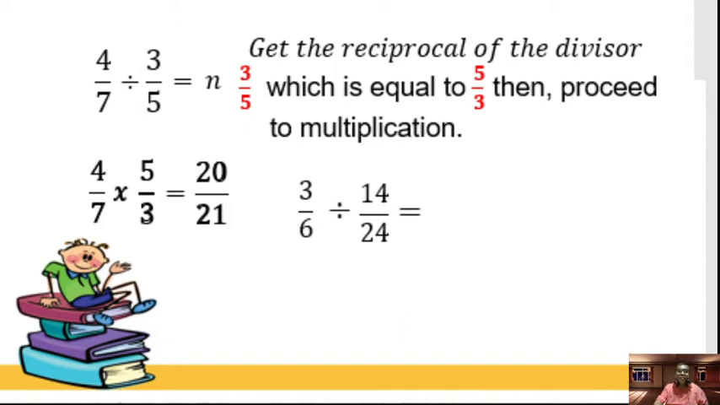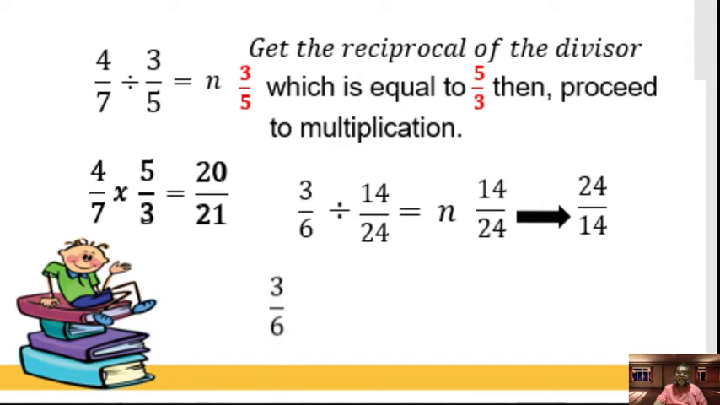Next, 3/6 divided by 14/24 equals n. Again, let's get the reciprocal of the divisor. And the divisor is 14/24, and that will become 24 over 14. And then 3/6 multiply by 24 over 14. Okay, let's cancel. Cancel 24 and 6. So that will become 4 and 1 respectively.